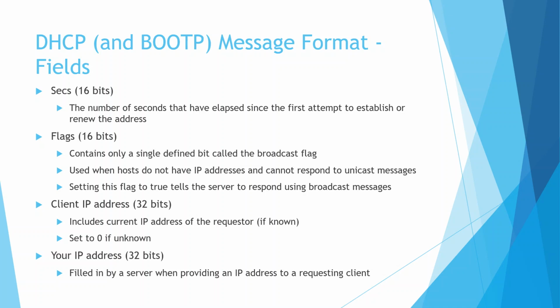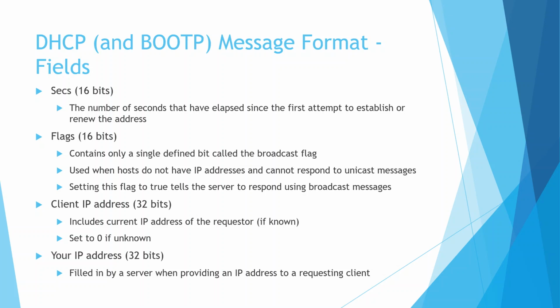So if we set this broadcast flag, then we know that when the DHCP server responds back to the client, it needs to do that through the broadcast address because the client never had a unicast address that can go between networks in the first place. So that flag is there to facilitate that process.